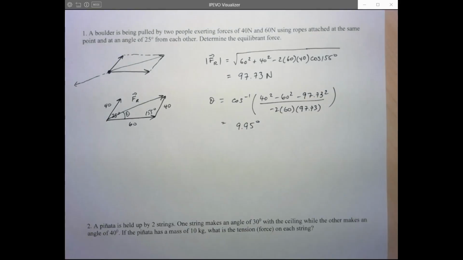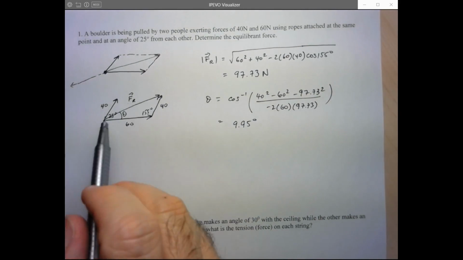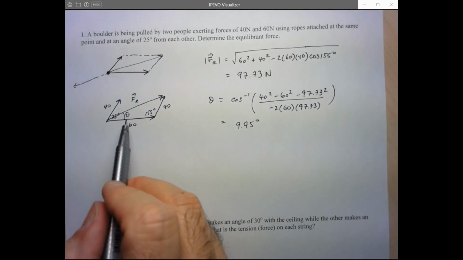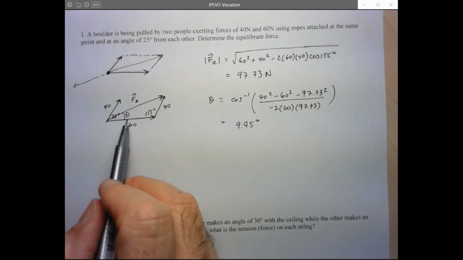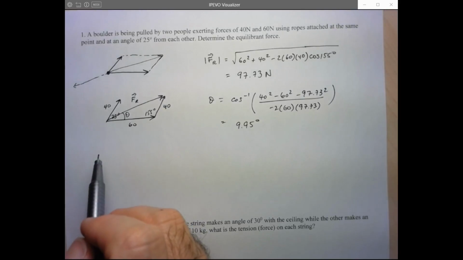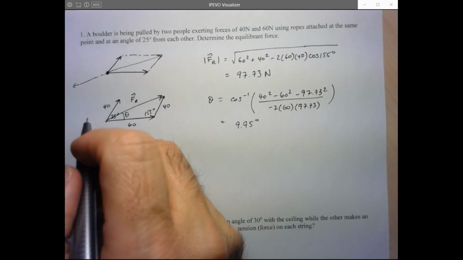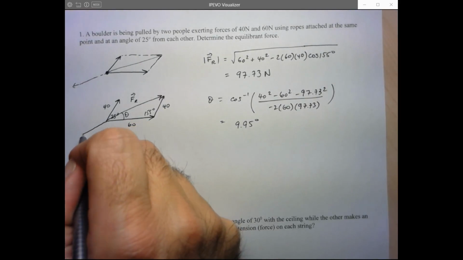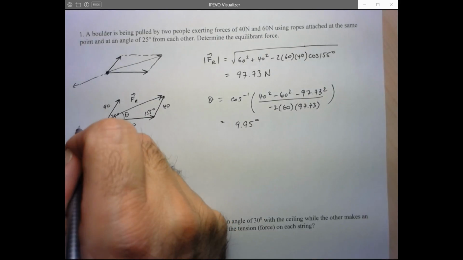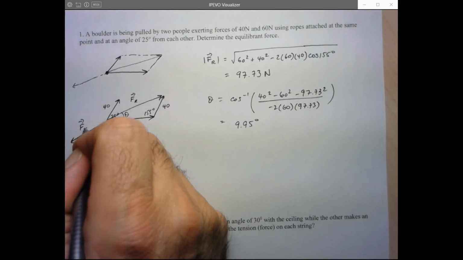All right, so we could say that the resultant force has a direction of 9.95 degrees from the 60 Newton vector or force towards the 40 Newton force. But that's not the one that I'm trying to describe. I'm trying to describe this vector here, okay, the equilibrant force.